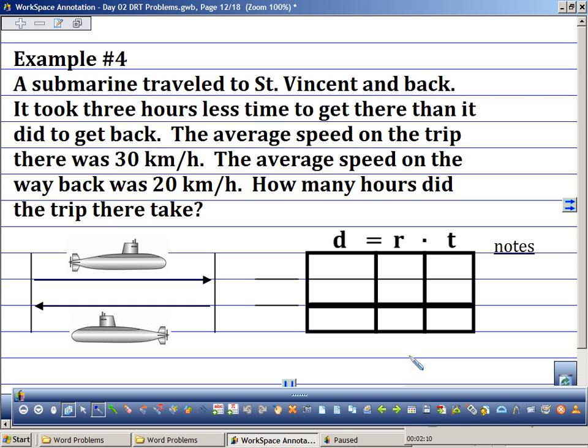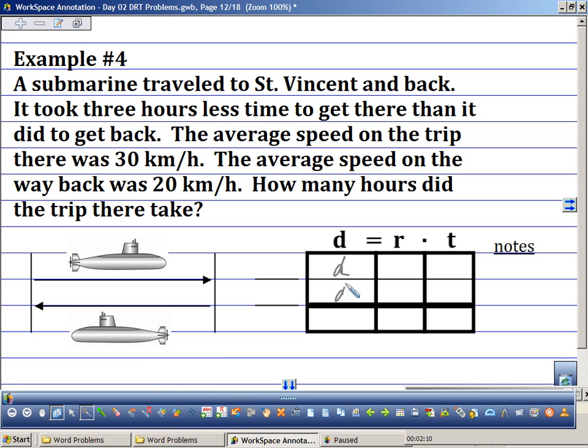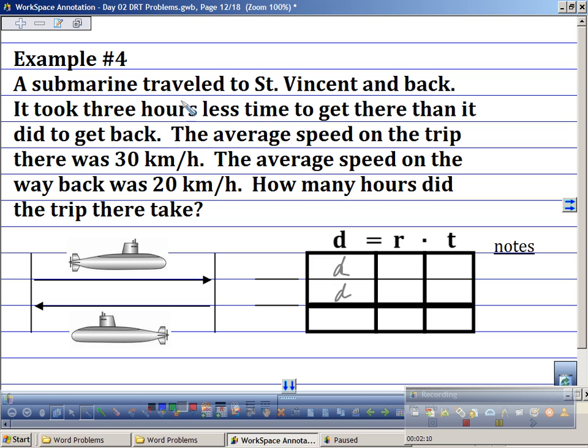Okay, let's continue. A submarine travels to St. Vincent and back. There and back. What is this? Round trip. Round trip means double D. It took 3 hours less time to get there than it did to get back. Those are notes. 3 hours less to get back. Let's read it again. It took 3 hours less time to get there than it did to get back.